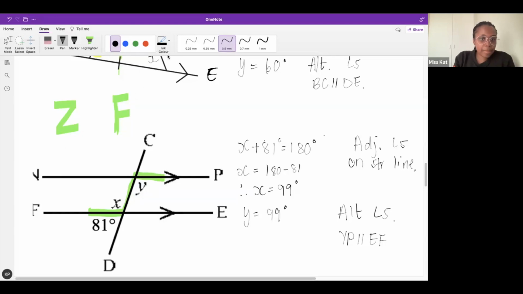Hi, ma'am. Hello. I just wanted to ask, the reason for angle Y, what is it? Alternate angle. Acute. Alternate. So it's alternate angles here. Alternate, and YP is parallel to EF. So you have to say both. All of this is your reason. Okay, Buhle.